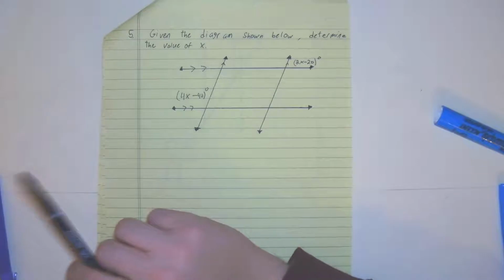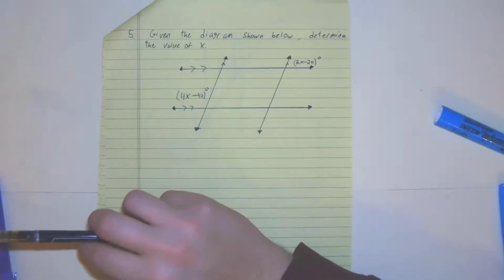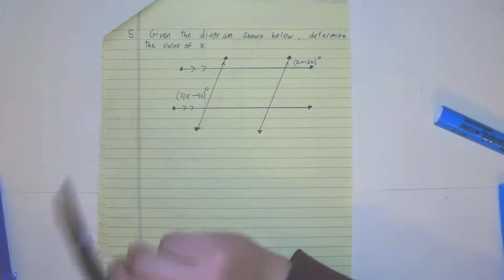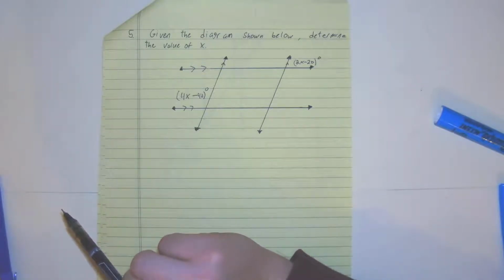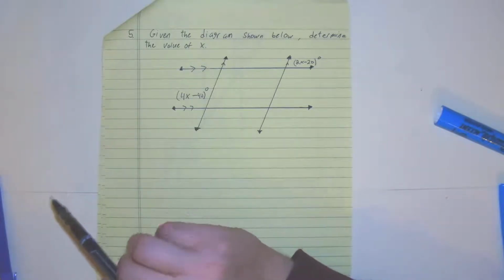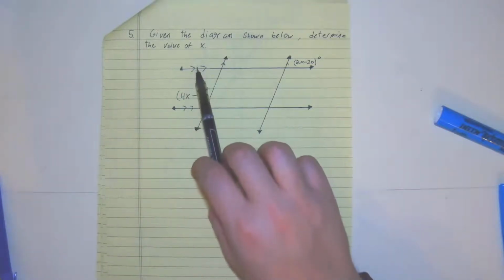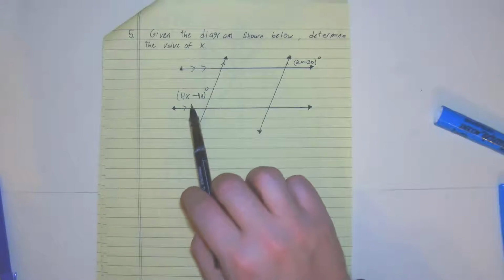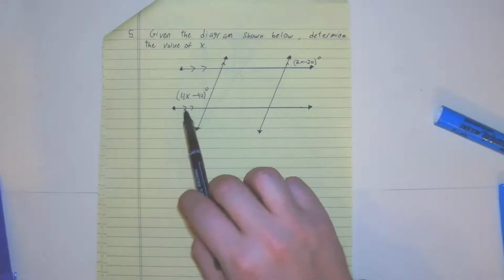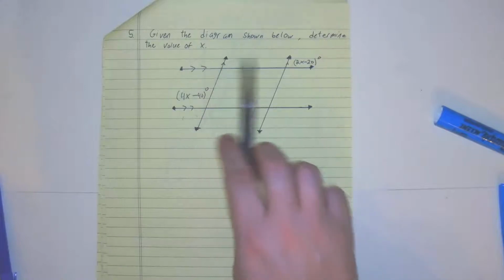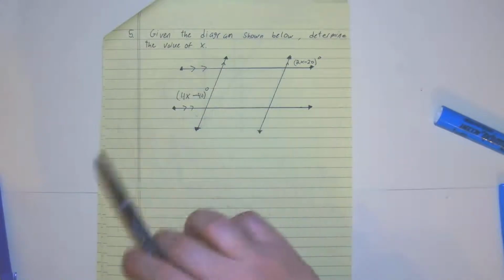Number 5. Given the diagram shown below, determine the value of x. This is a lot of information right away. These arrows mean that the lines are parallel to one another. Two arrows means this line is congruent to the other line that has the other two arrows. And this has one arrow, those are parallel to one another.